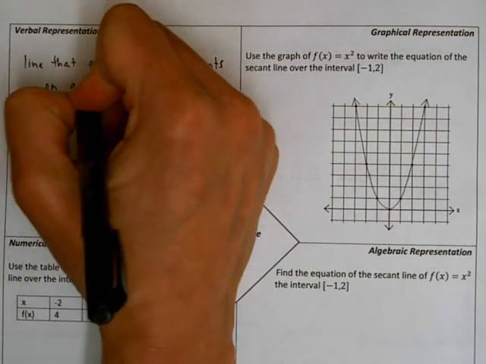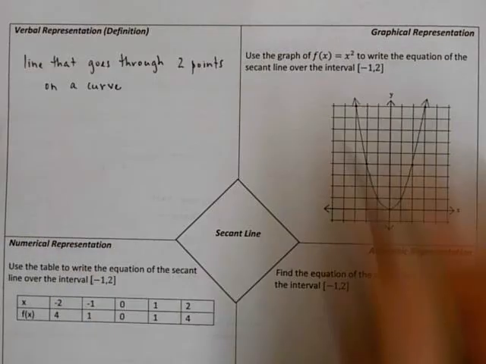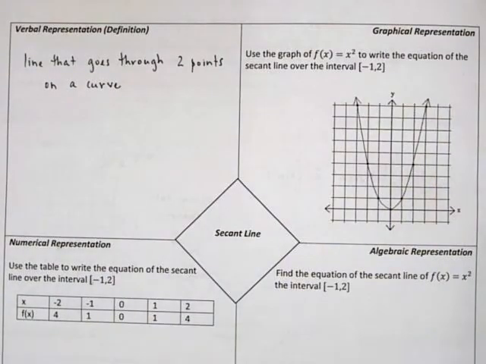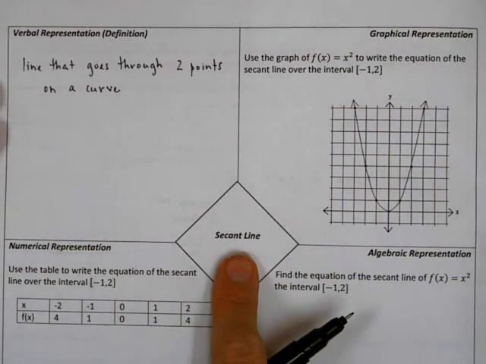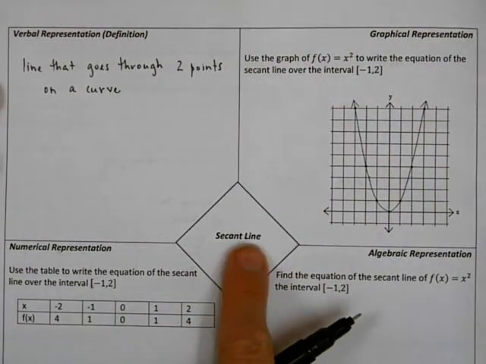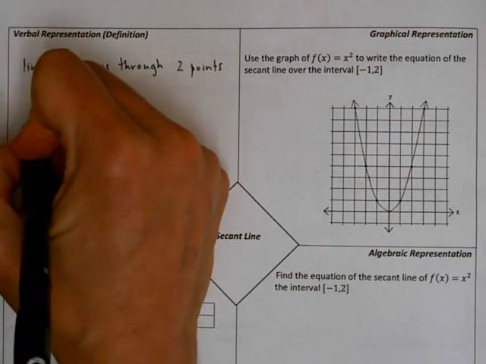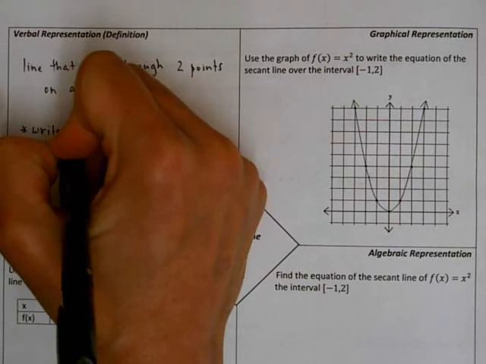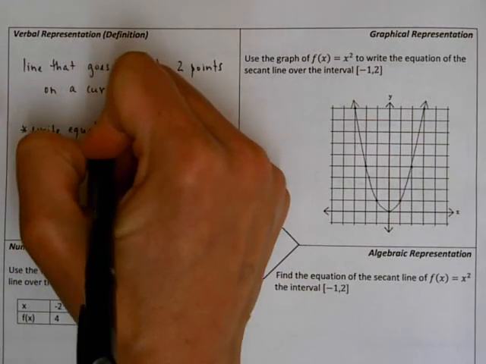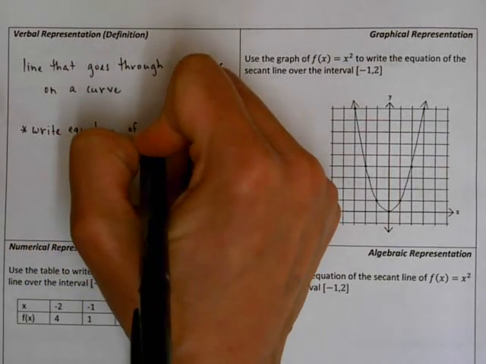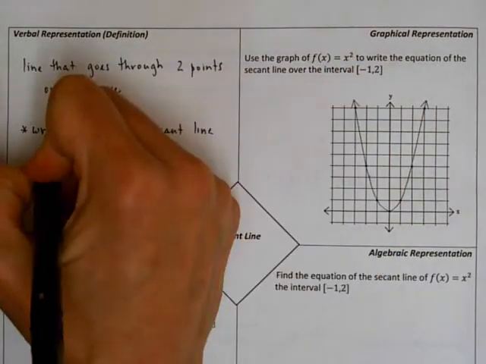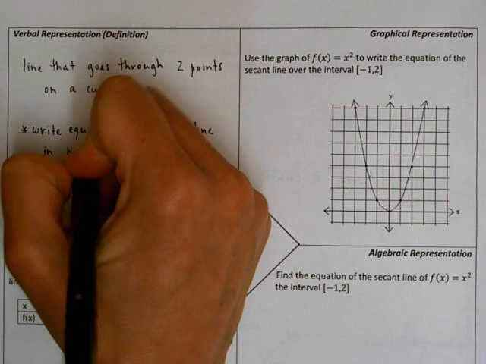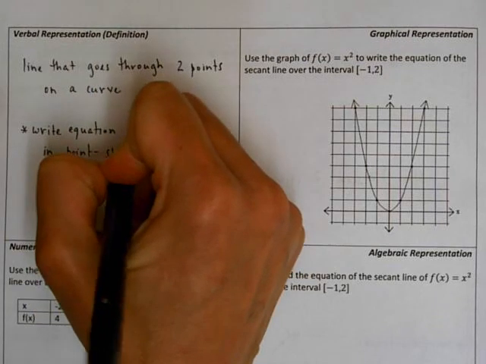And when we look at a graph, we'll do a representation of that. Okay, so what we're trying to do is write the equation of this line that goes through 2 points on our curve. Now, since we're going to be writing the equation of the line, we're going to make a note here that we're going to write the equation of the secant line in point slope form.